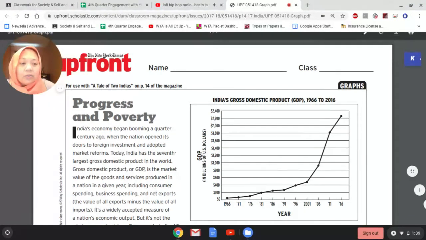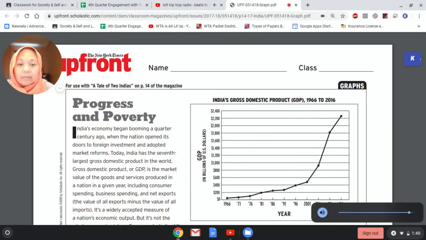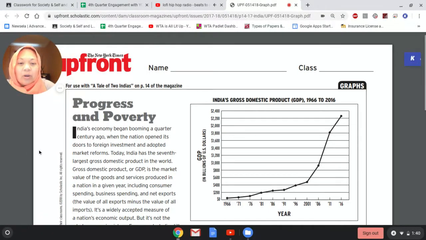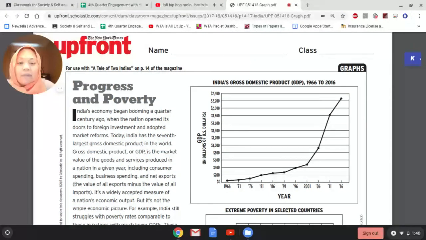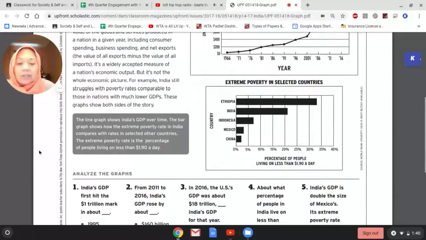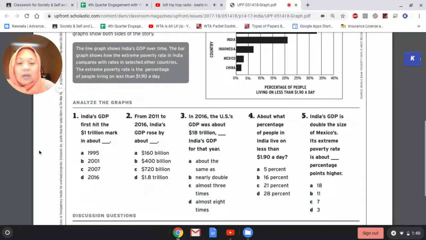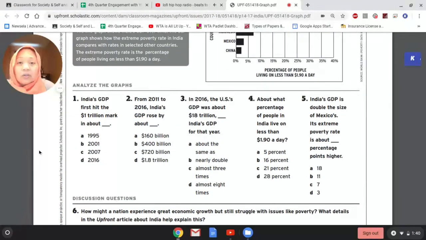I wanted to share this with you guys. This is what we're going to be doing for today. I wanted you guys to analyze and evaluate this graph, and hopefully you've been reading the article on A Tale of Two Indias. Basically, we're going to be doing a little bit of money math and try to figure out this graph. It has 10 questions on it. So, actually, 7 questions. The video is going to pause about 7 times so you can answer each question.